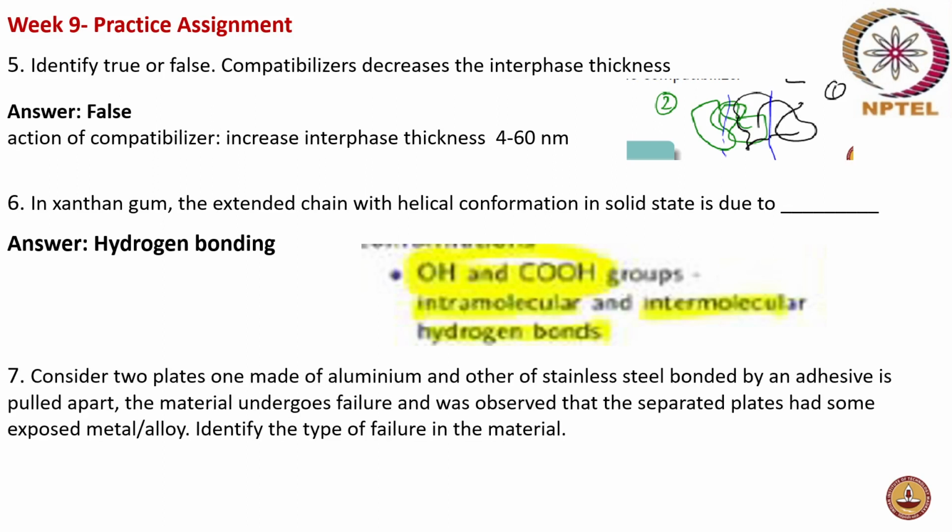Okay. Now let's go on to question number 7. Consider two plates. One is made up of aluminium and the other is made up of stainless steel. They are bonded together by an adhesive. Now, these bonded plates are pulled apart, and the material undergoes failure. After they are pulled apart, when the plates were observed, the separated plates had some exposed metal, or alloy in the case of stainless steel. So now identify what type of failure the material had.